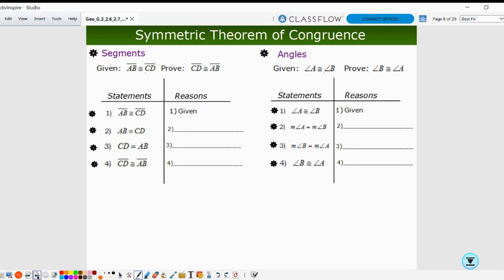As we look at the symmetric theorem of congruence, AB is congruent to CD, and we say AB equals CD. This is that definition of congruent segments. And we say CD is equal to AB. Notice we're just flipping the order. That's your symmetric property of equality. And then we go from equals to congruence, definition of congruent segments. The angle theorem is similar.